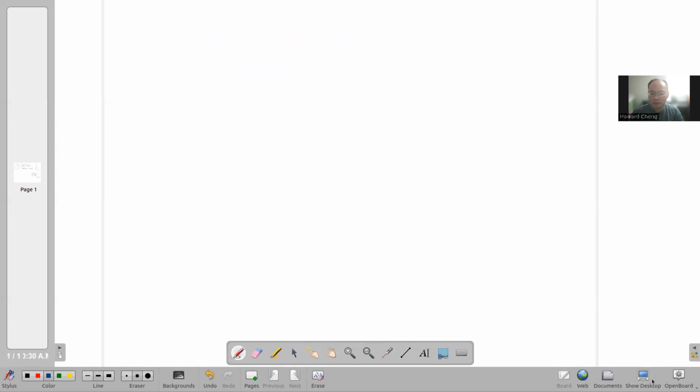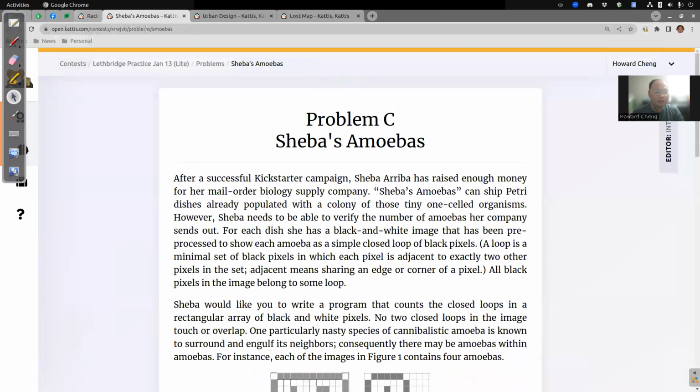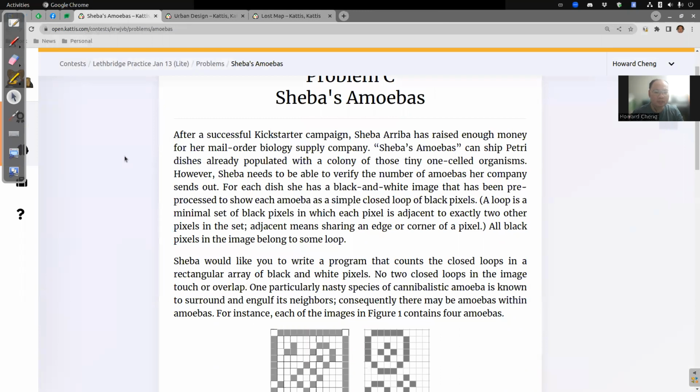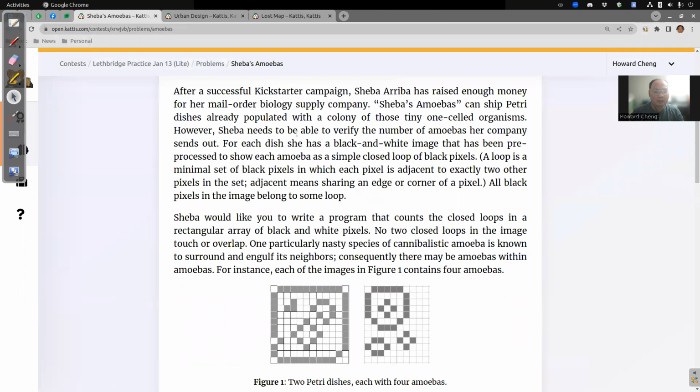Okay. So now the next one, things will start to get a little bit more interesting. After a successful Kickstarter campaign, Steve Arriva has raised enough money for her mail order biology supply company. Steve's amoebas come in Petri dishes already populated with a colony of these tiny one-celled organisms. However, Steve needs to be able to verify the number of amoebas her company sends out. For each dish, she has a black and white image that has been pre-processed to show each amoeba as a simple closed loop of black pixels.